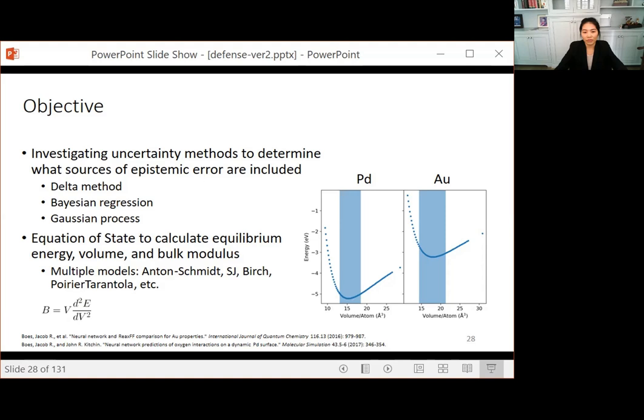The data that we're looking at is DFT data for FCC palladium and gold. These were data from two papers by Jacob Bose, and he actually used all the data that's shown in these plots. But for our results, we're only using the shaded region. So if you use a different set of data, you actually get a very different answer. But all of our results are going to be with respect to the shaded region.